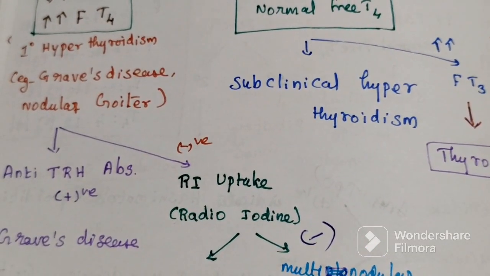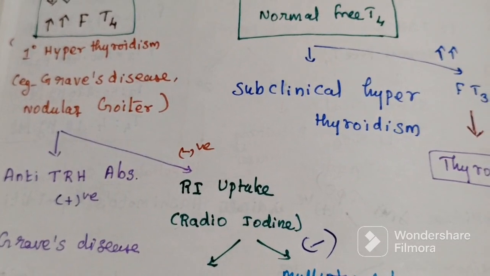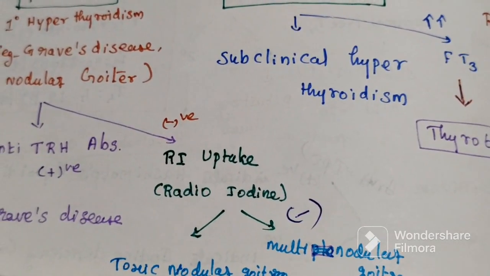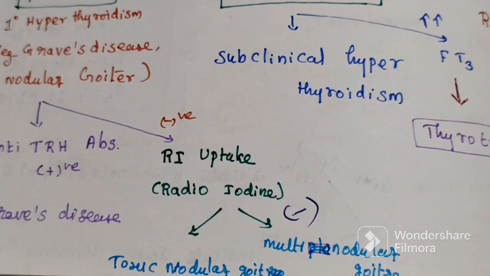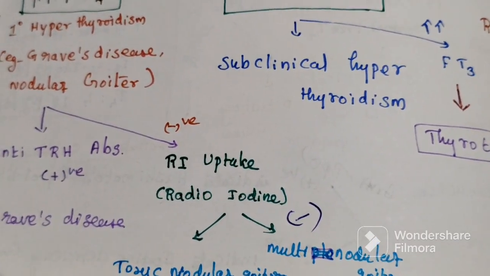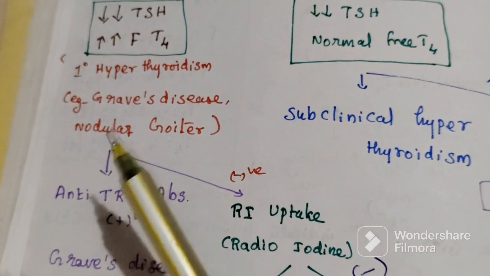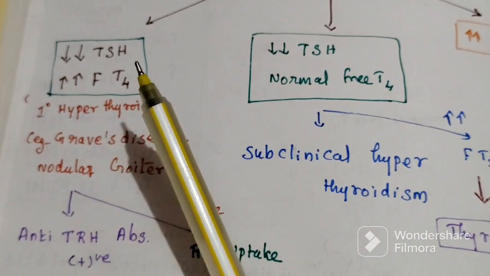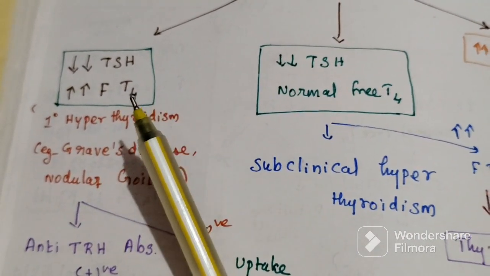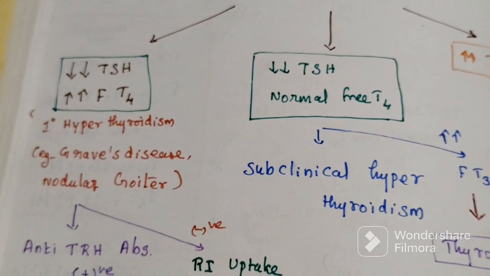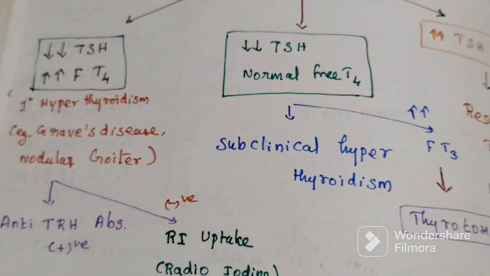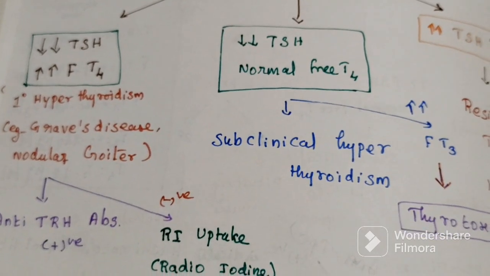So Graves' disease, toxic nodular goiter, and multinodular goiter can be diagnosed on the basis of TSH, free T4 level, anti-TSH receptor antibodies, and radioiodine uptake.